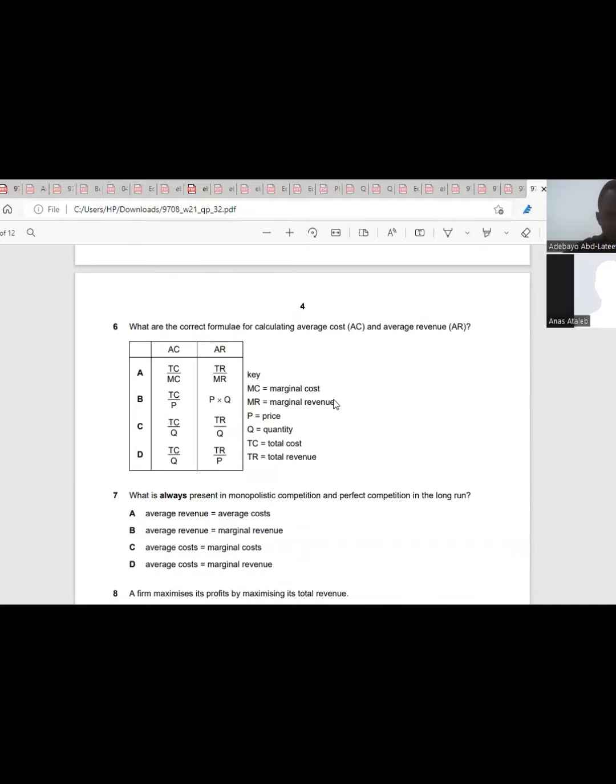What are the correct formulas for calculating average cost and average revenue? So we said average cost is what? Average cost is total cost divided by output. Average revenue is total revenue divided by output. So which is the answer? The output is Q. Yes. Okay. C. C, great. Yes.